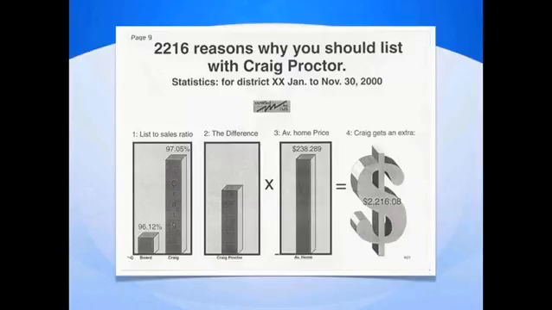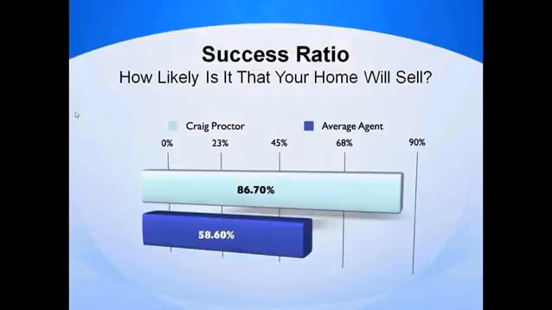Okay, now this is what we call success ratio. 86, almost 87% of the homes that I listed sold and closed. When you compare it to the board average, at that particular point when I was selling 87% of my listings, only 58% of the homes were selling. So that's good information to include in your listing presentation when you're meeting with the seller.